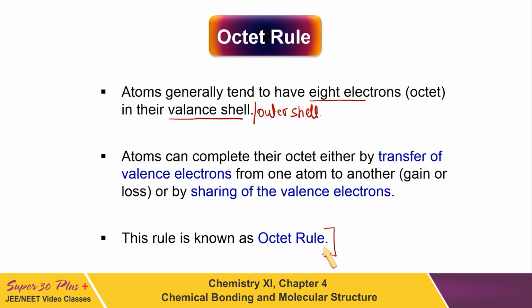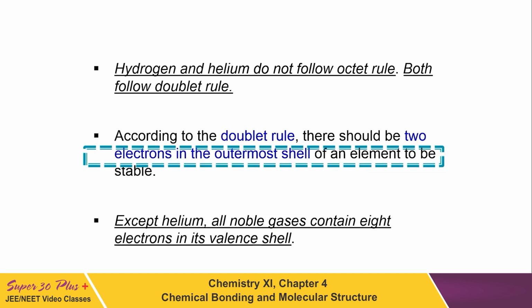So which one is the octet rule? Having 8 electrons in the outer shell is called the octet rule. Again remember, octet means 8 electrons in the outer shell. Hydrogen and helium never follow the octet rule. Rather than octet, they follow the doublet. Doublet means having 2 electrons in the outer shell. So it is a special case for helium and hydrogen, as they have 2 electrons.